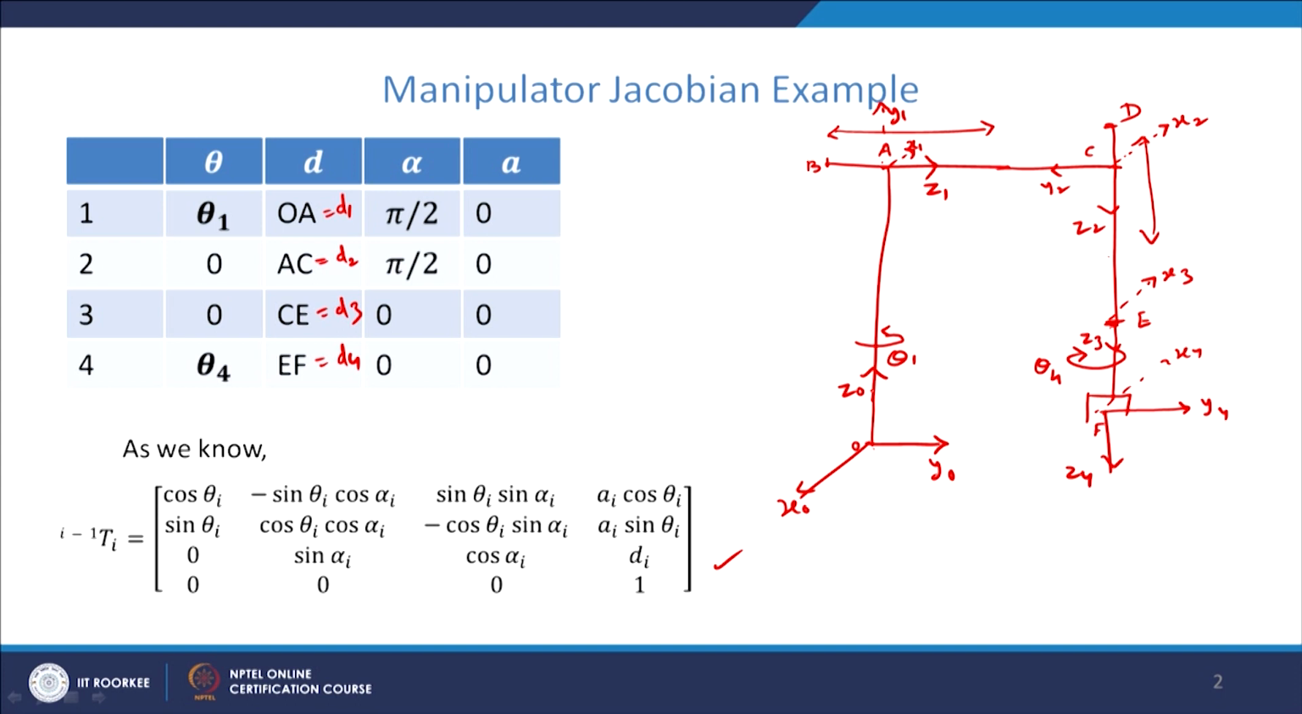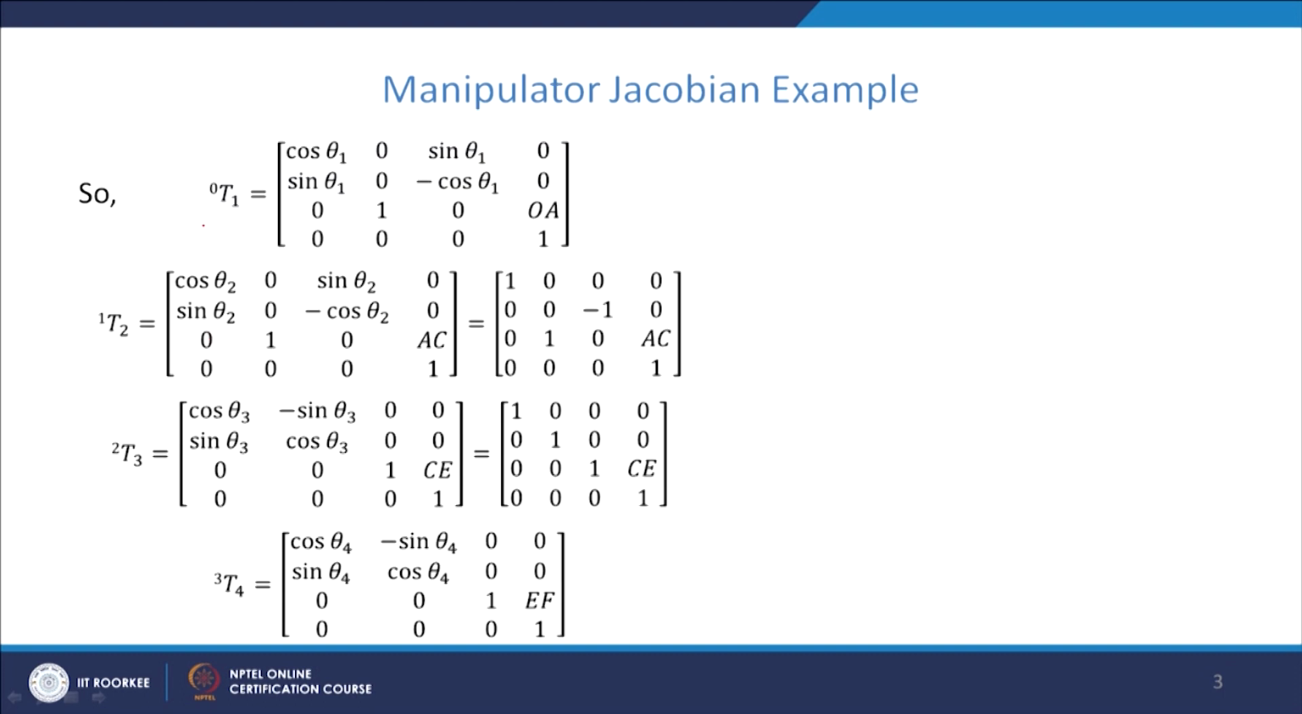Using this we can write the arm matrix, that is the end effector frame with respect to the base frame, by multiplying all of these. 0T4 is the arm matrix which relates the end effector frame, the fourth frame, with respect to the base 0th frame. So, that is 0T1, 1T2, 2T3, 3T4. This product will give the expression where we have to substitute various values given in the parametric table.